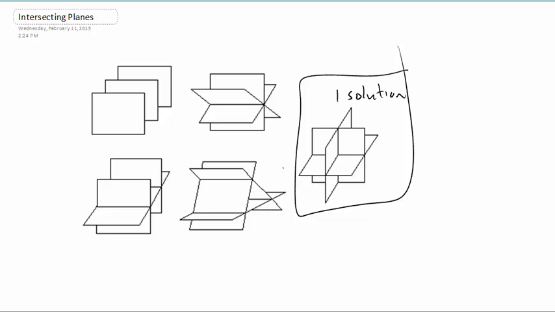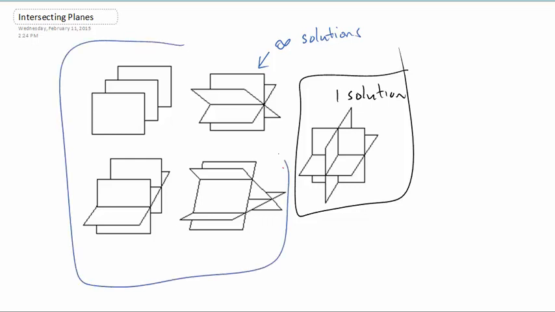It's also possible to have infinitely many solutions when the planes come together to form a line. So they all share a line in common. That would be infinitely many solutions, and we can express that line in a vector form. The rest of these have no solution. There is no point that is shared by all 3 planes at the same time.